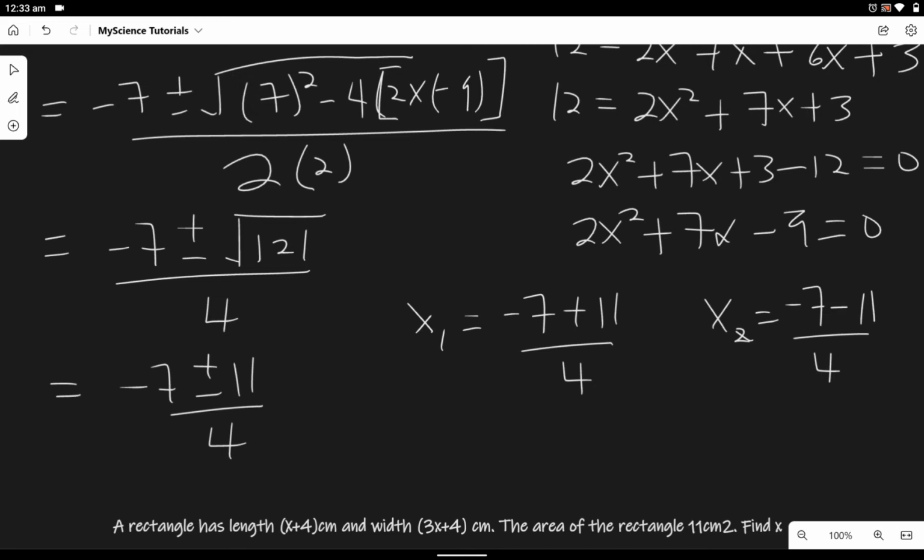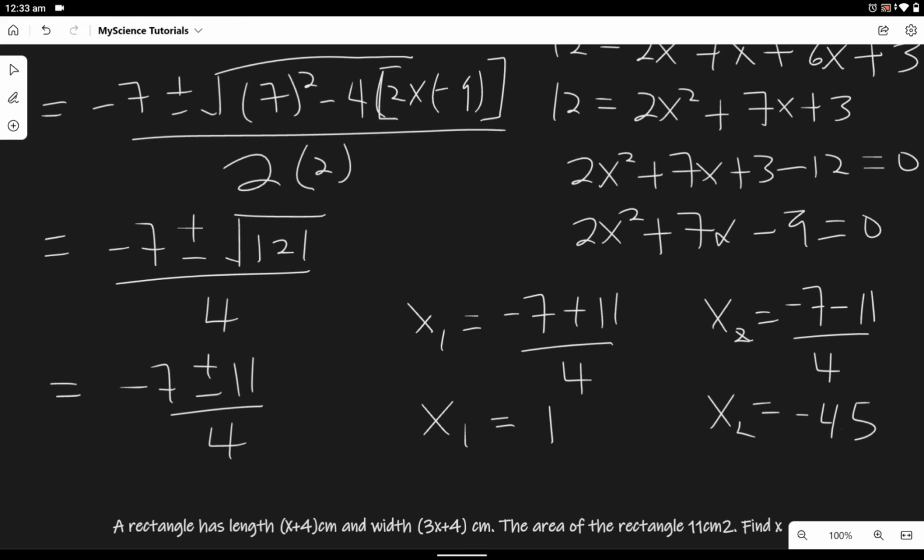If we compute what we have for x1, we are going to get x1 equal to minus 7 plus 11, which gives us 4, and 4 divided by 4 gives us 1. So that is our first answer. Our second answer is going to be equal to x2. Minus 7 minus 11 is minus 18, divided by 4 will give us negative 4.5.